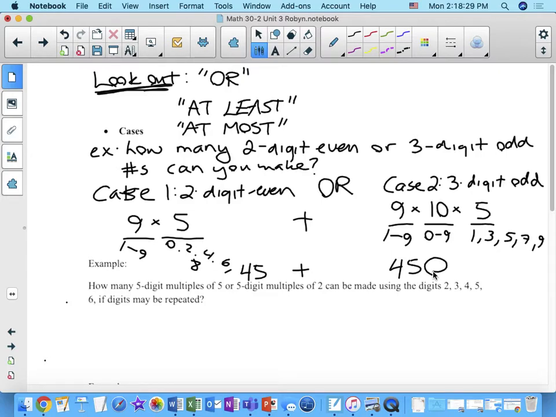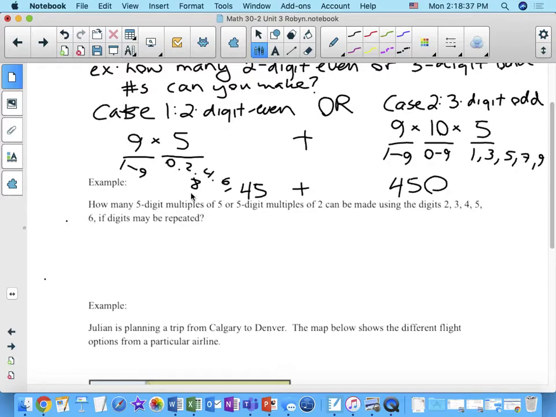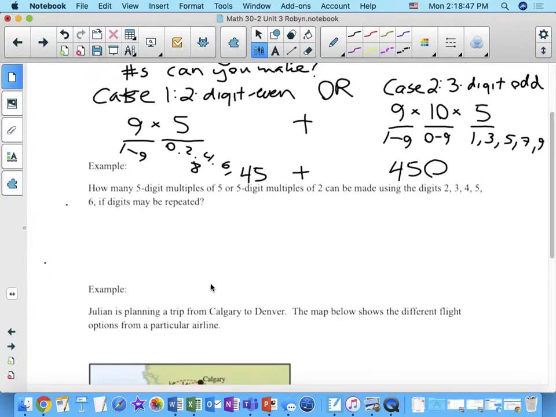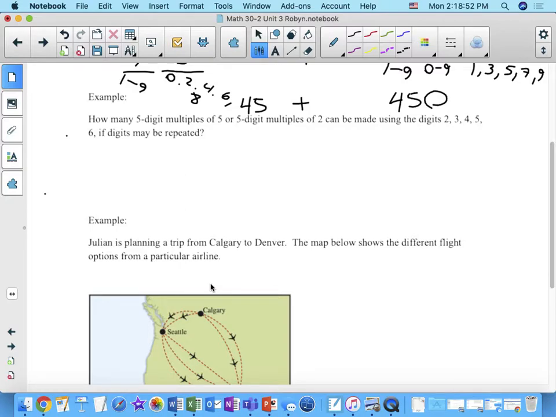All right. Okay, so now let's try another one. How many 5-digit multiples of 5 or 5-digit multiples of 2 can be made using the digits 2, 3, 4, 5, or 6 if the digits may be repeated? How many 5-digit multiples of 5 or 5-digit multiples of 2 can be made using the digits 2, 3, 4, 5, or 6 if the digits may be repeated?